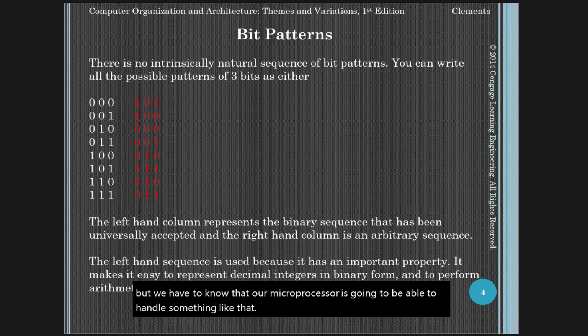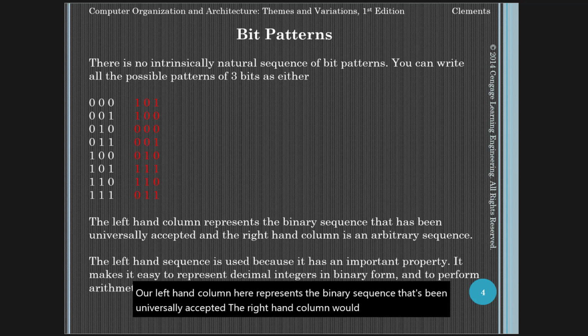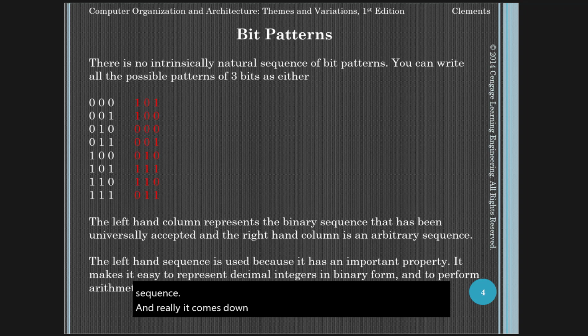Right? And as we can see here, there's no intrinsically natural sequence of bit patterns. We can write all of the possible patterns of 3 bits. Our left-hand column here represents the binary sequence that's been universally accepted. The right-hand column would be an arbitrary sequence. And really, it comes down to how the computer is going to interpret the information that I'm giving it.